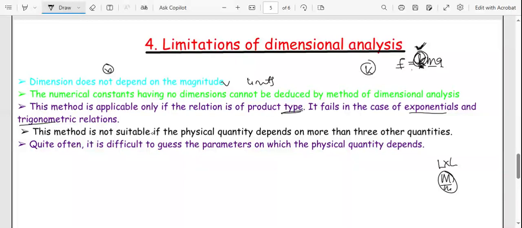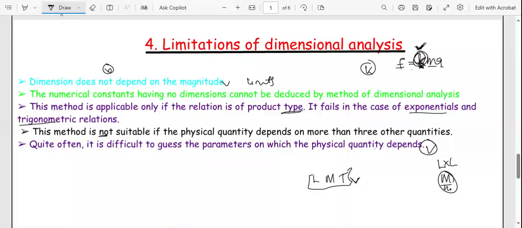I mean, the method is not suitable or applicable to things that do not include L, M, and T. So exclusive to these three, the method is not applicable. Okay, like let's say the moles and stuff like that, it won't be applicable to this. So quite often it is difficult to guess the parameter on which the physical quantity depends. So this is not that effective.